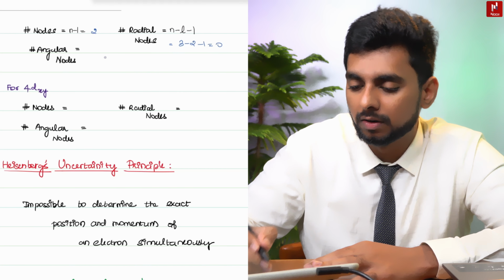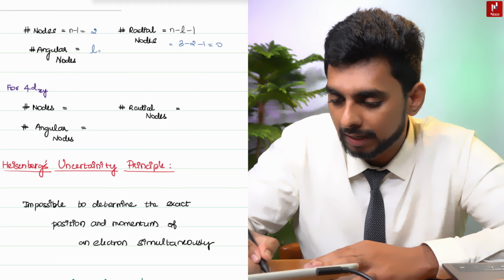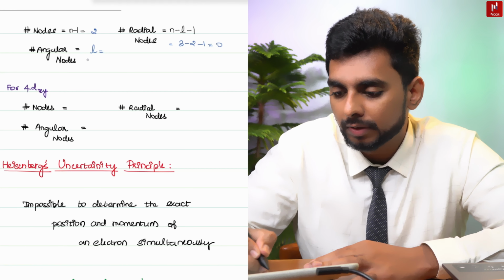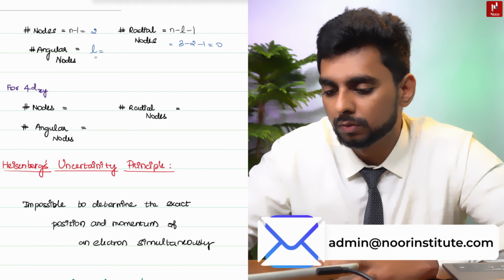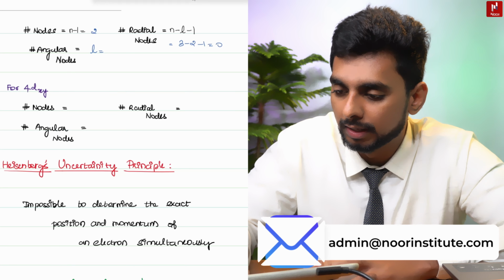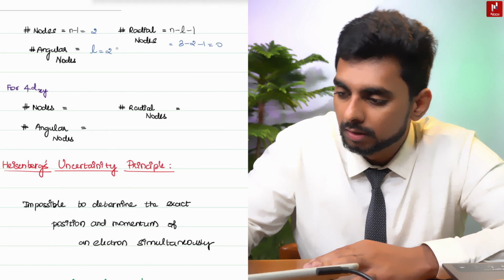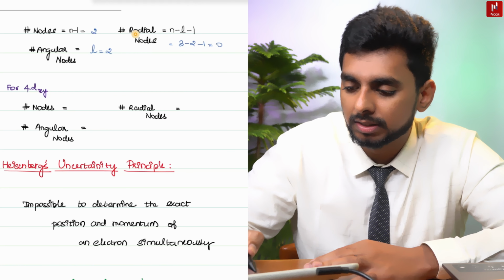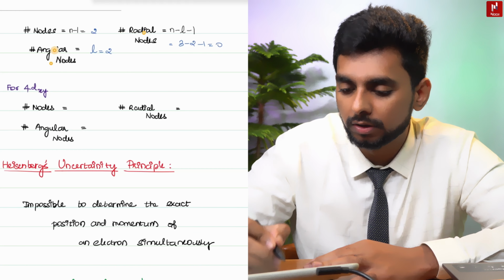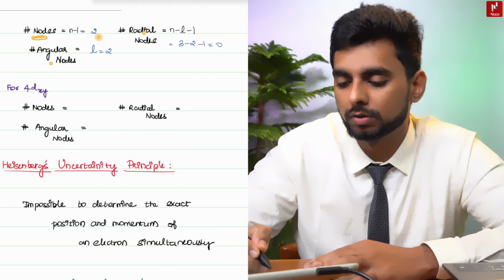Then for the number of angular nodes, the formula was straight away L. So L should actually match with the number 2. Therefore, the number of angular nodes over here is 2. Got it? So it should be pretty obvious. Summation of radial and then the angular nodes should give me the total number of nodes, which will be equal to 2. Got it?